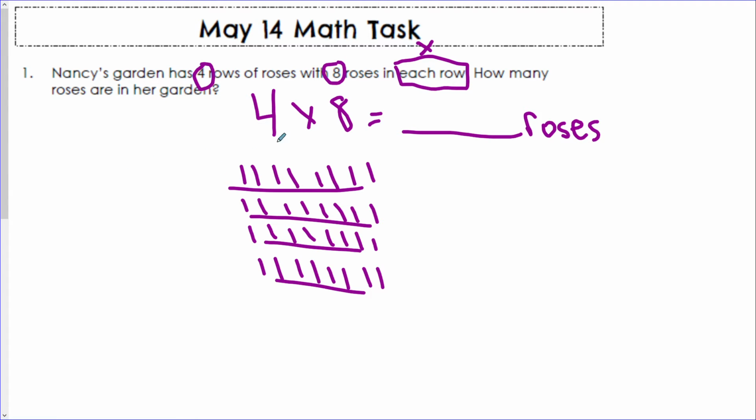So how many roses are there? Let's count them up. I know that was 8, plus 8 is 16. 17, 18, 19, 20, 21, 22, 23, 24, 25, 26, 27, 28, 29, 30, 31, 32. So she has 32 roses.